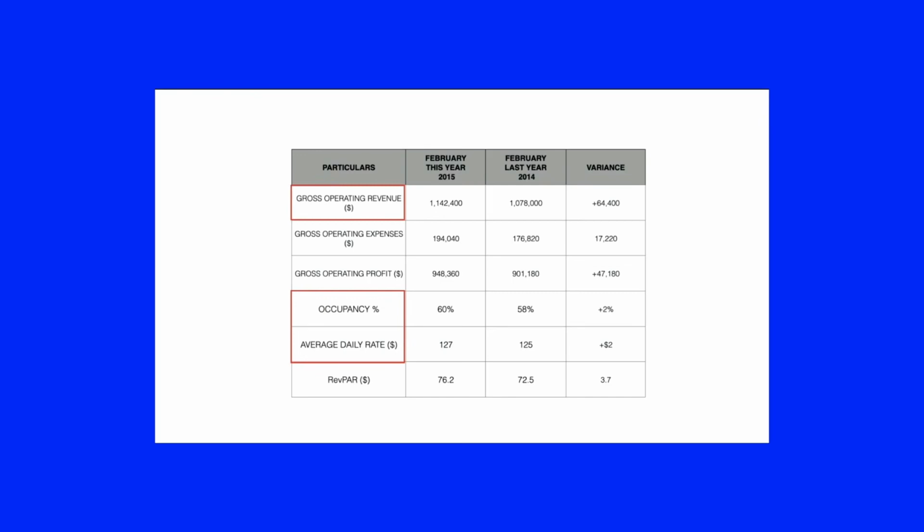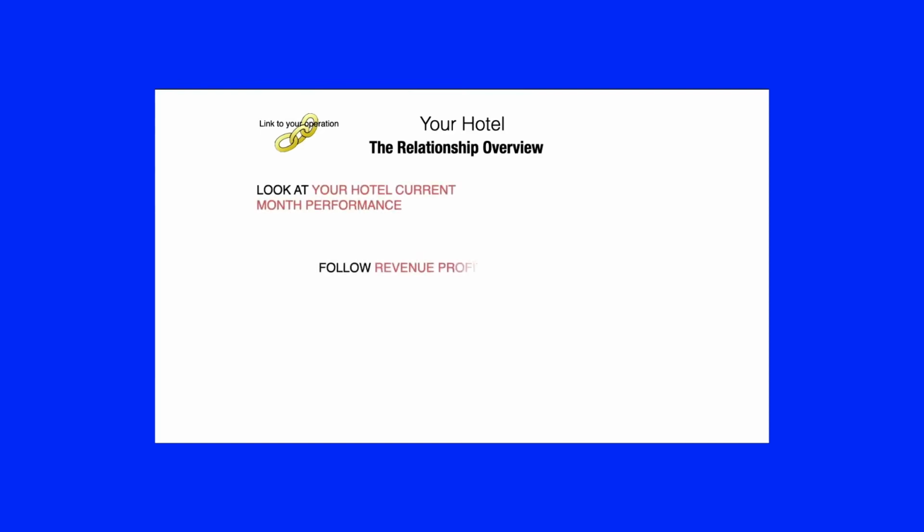After locating the cause wherever relevant, you have to take action in your hotel operation. This link to your operation slide is another which will pop up in every webinar. Check back with your hotel operation and your monthly profit and loss statement for the relationship overview.